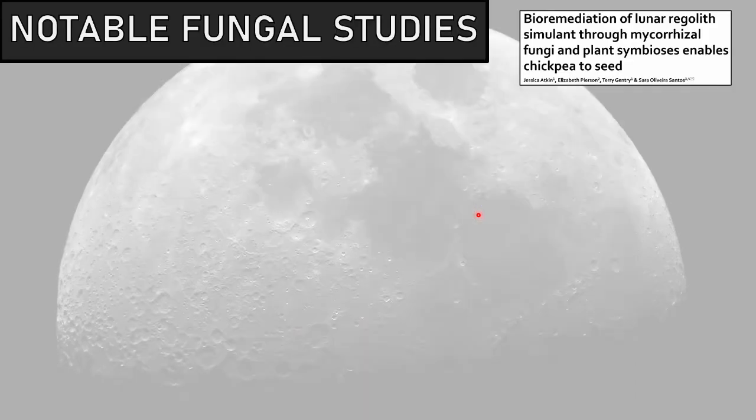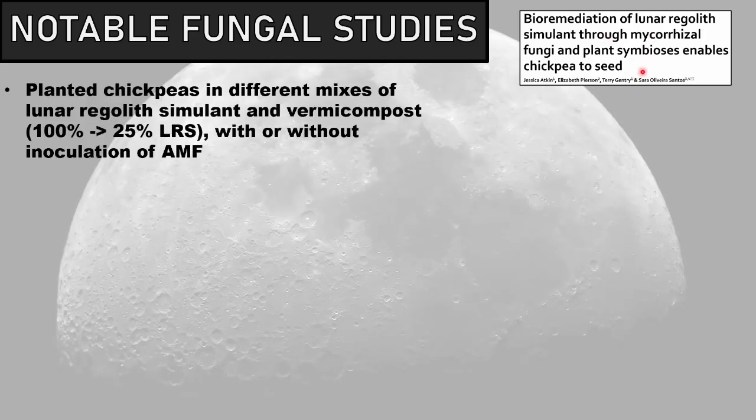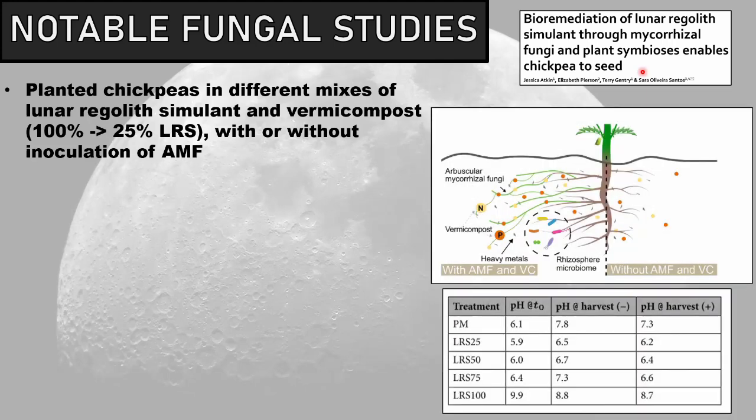All right, another study here was in 2026 as well: bioremediation of lunar regolith simulant through mycorrhizal fungi and plant symbiosis enabled chickpea to seed. So they actually planted chickpeas in different mixes of lunar regolith simulant and vermicompost, from 100% simulant down to 25%, with or without inoculation of those AMF, those mycorrhizal fungi. And here's a little picture of that.